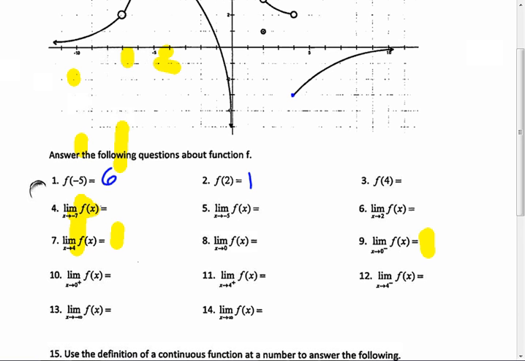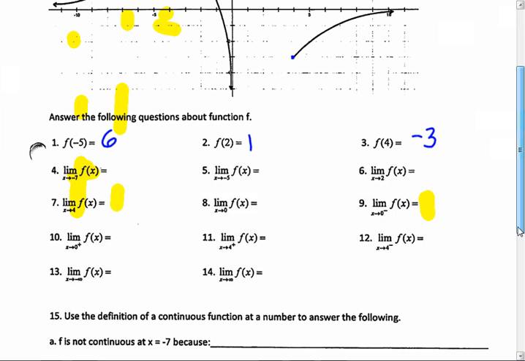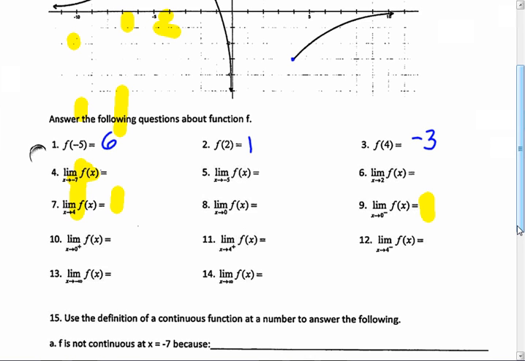Well, this is a closed circle. They just didn't draw it in. So it's negative 3. The limit won't be equal. These are just values of the function.